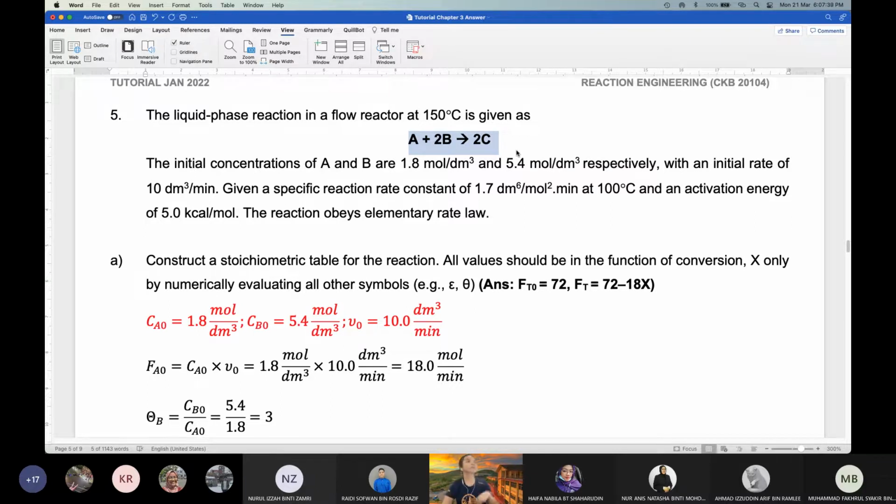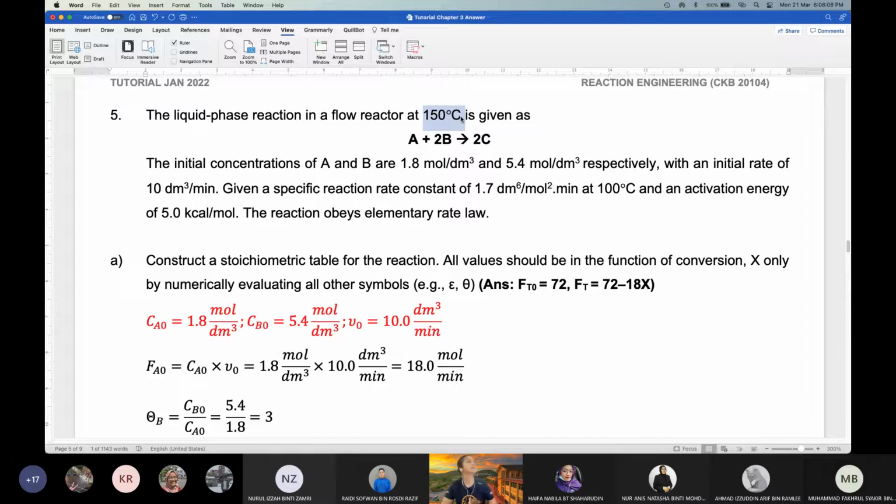Alright, okay, so done. Next dia kata 150 Celsius. So maksud kamu kena faham, nanti kalau ada sebarang pengiraan yang ada melibatkan K, K tu mesti pada 150 Celsius. Maksudnya kalau kamu nak kira minus RA tu ada K kan? K tu measure must be at 150 Celsius, sebab dia mesti dikira pada suhu tindak balas.